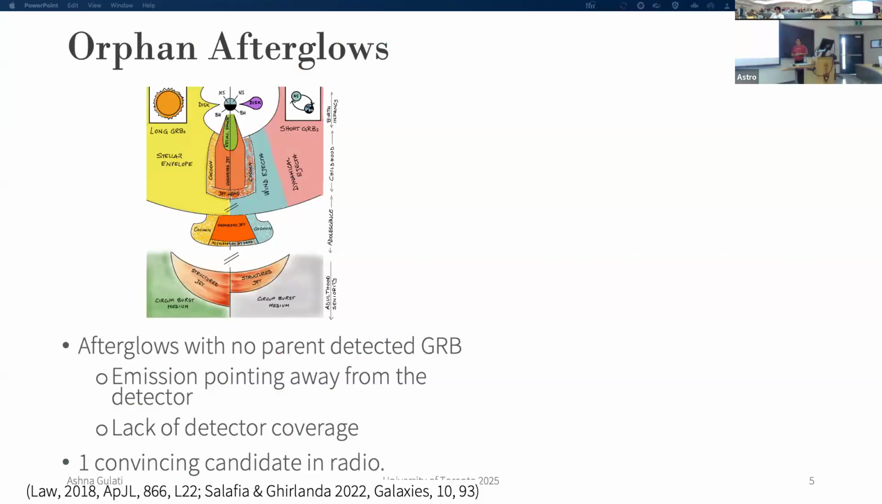Two of these anomalies that are quite close to my heart would be orphan afterglows and IMBH TDEs. When GRBs are produced by collapsars, they interact with their surrounding medium to give us an electromagnetically evolving counterpart called the afterglow. Sometimes we only see the afterglow with no detected GRB. This can happen in one of two cases. The emission is pointing away from us, or the emission is pointing towards us, but we are just not looking in that direction. Up until now, there has been one convincing candidate in radio for this, and some other candidates as well.